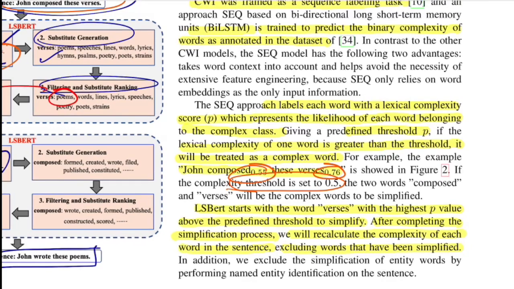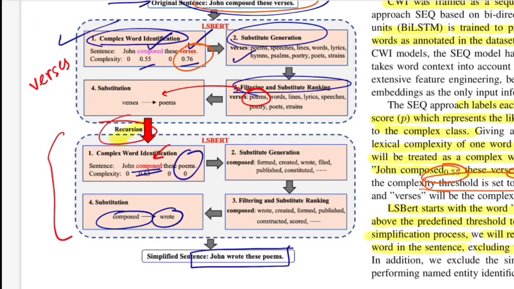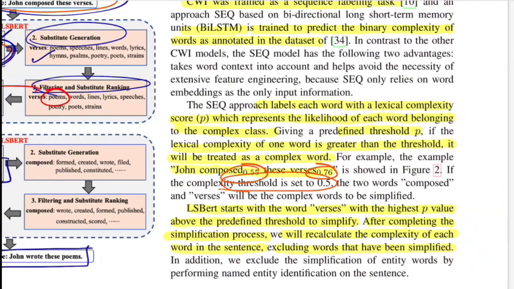Okay, so if you see this diagram, what they're saying is, once you're done with the replacement of the word verses with its simple form, which is poem, we then again perform a complex word identification task because the word in a context has changed. So now if you see, 0.63 was the probability that you get for the word composed. Initially you were getting 0.55. And then you perform all the remaining steps. In case your model again encounters the replaced word as a complex word, you ignore that. That's what they have written. We exclude the words that have already been simplified.